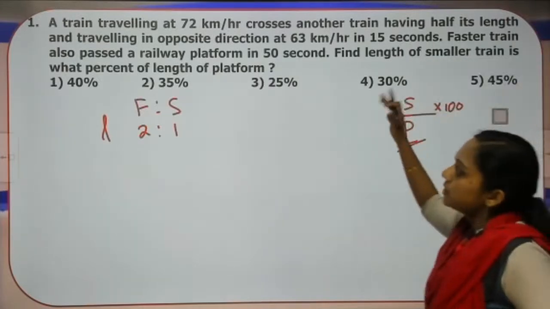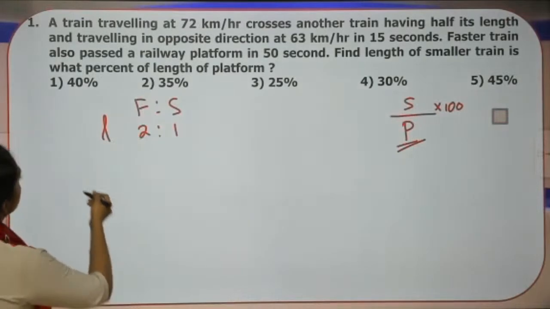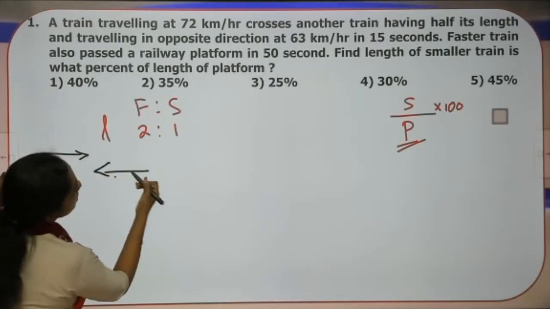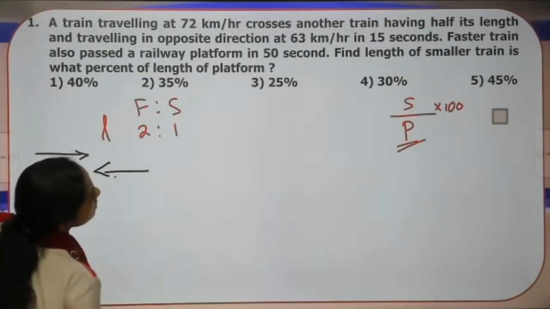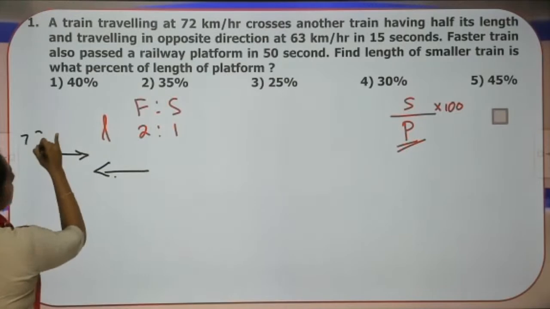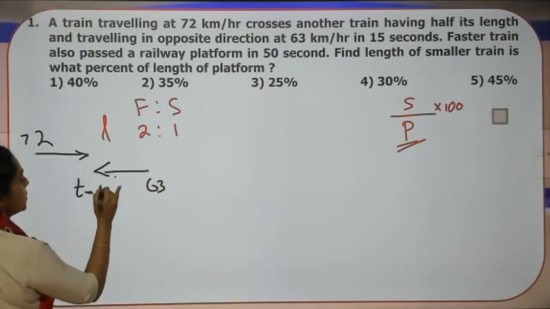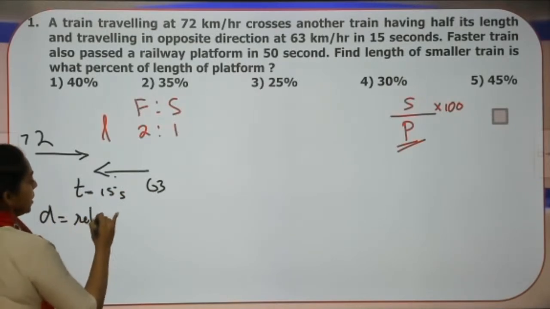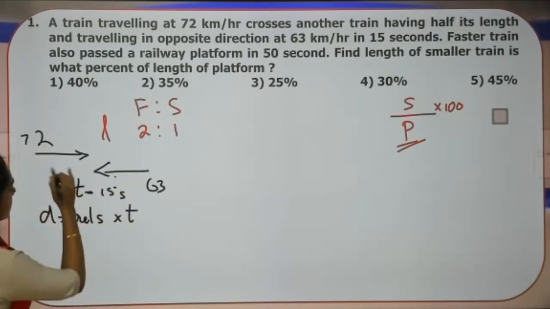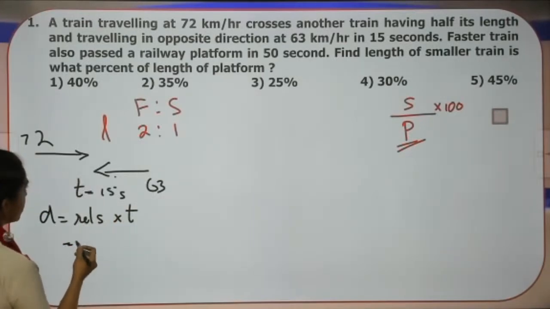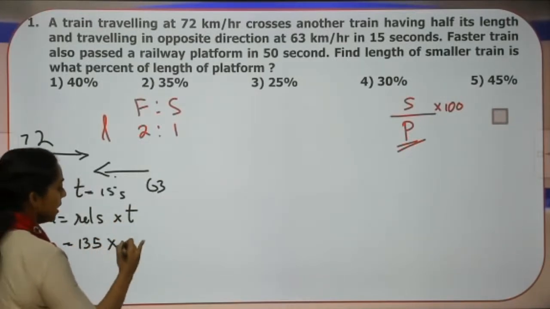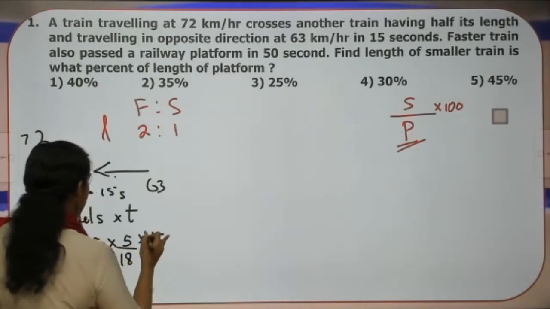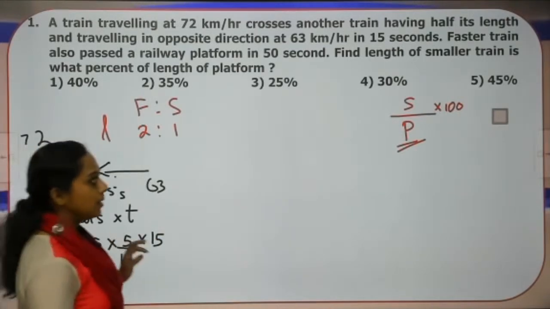So here, see, a train traveling at 72 km per hour crosses another train traveling in opposite direction at 63 km per hour. So 72 and 63, time is 15 seconds. So you can find out the distance. Distance is equal to relative speed into time. Okay, so relative speed is 72 plus 63, that is 135 kilometer per hour. I am converting into meter per second, so that is into 5 by 18 into time is 15 seconds.